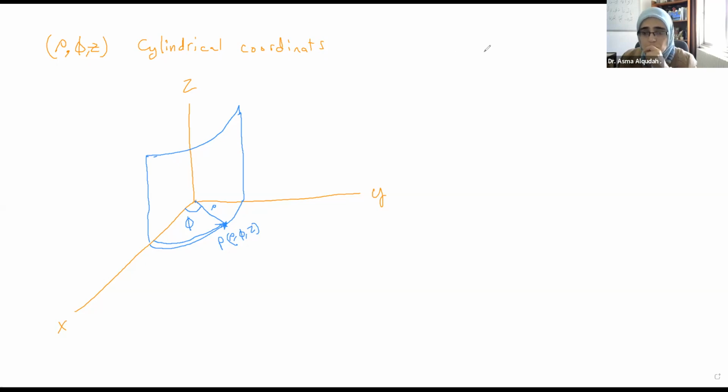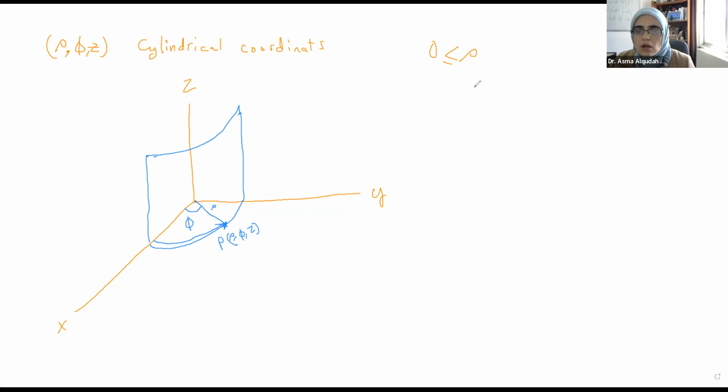Okay, now let's talk about the range of values the cylindrical variables take. We start with rho. Now rho represents, as I mentioned earlier, the radius of the cylinder. So as it represents a radius, it can't be a negative value. So the minimum value of rho is 0, and it goes to infinity. It could be any value greater than 0.